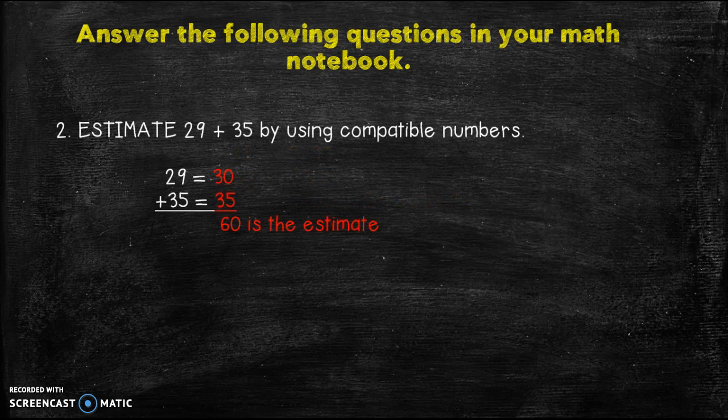Number 2, this time we're being asked to estimate using compatible numbers. So I'm going to change 29 to 30 because it's the closest number that is a 5 or a 10 and it's easy to add. And 35 I'm going to keep the same because it's easy for me to add by 5s. So 30 plus 35 equals 60. That is the estimate using compatible numbers.